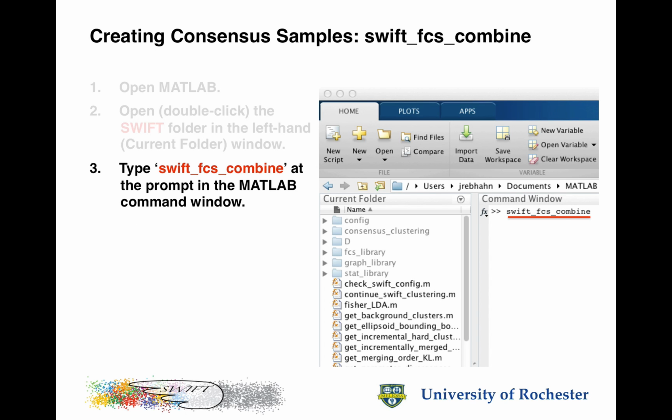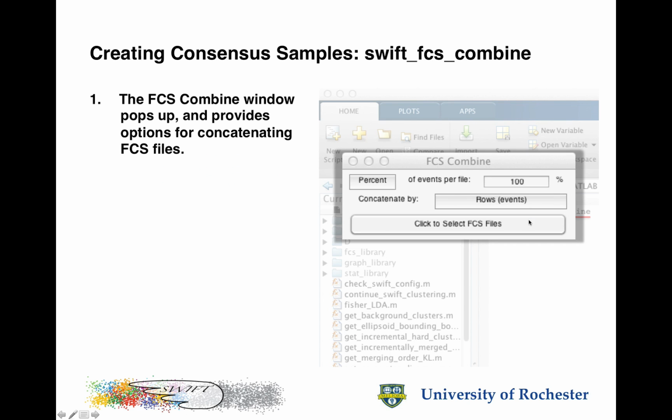So Swift FCS Combine is the program that we use for this. It's in the Swift folder. So as described in tutorial 1, open MATLAB, open the Swift folder in the left-hand window, and now type Swift_FCS_combine at the prompt in the command window. That will bring up the FCS Combine window, and this allows some options for concatenating the FCS files.